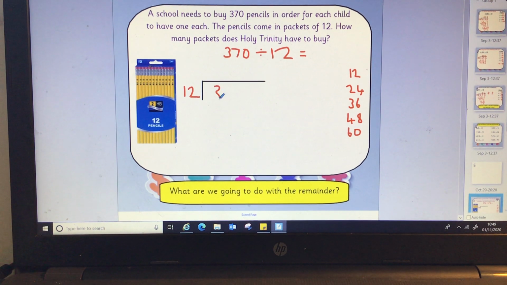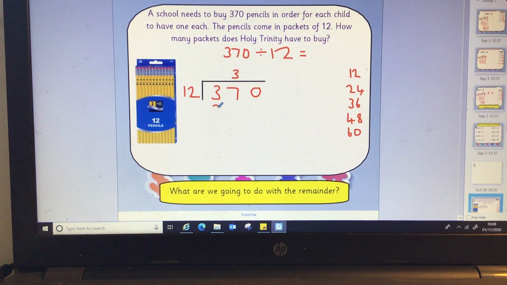12s into 370. We can't do any 12s in 3, so let's move along. We'll have a look at 12s into 37. How close can we get? Here, 36, isn't it? Which is 3 lots. Let's put 3 at the top.